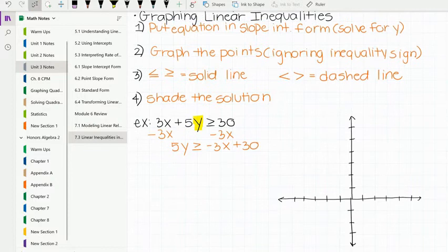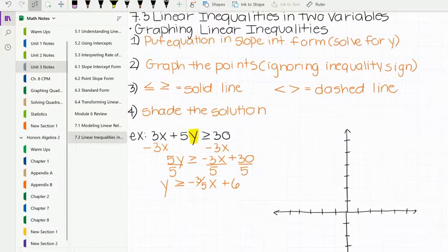The next step, and actually last step in getting this in slope-intercept form, is dividing each part by 5. So we would then have y is greater than or equal to negative 3/5 x plus 6. Okay, so like I said, we're going to ignore the inequality sign. So we put the equation in slope-intercept form. We're going to go ahead and graph the points using our knowledge of how we graph in slope-intercept form.